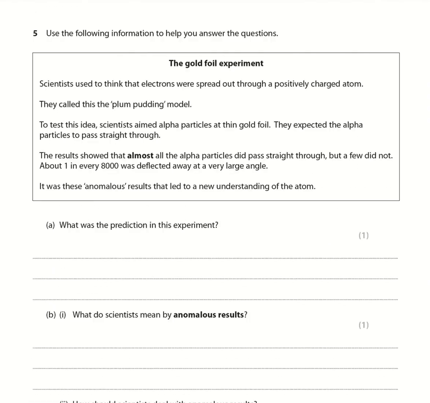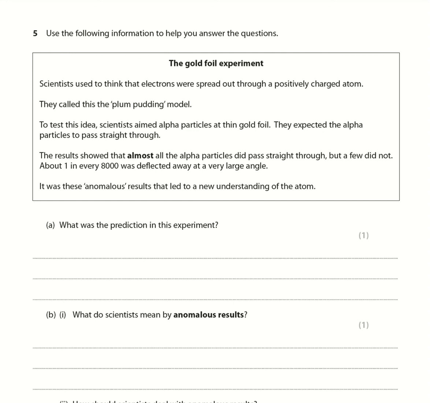And for this next question, the Geiger-Marsden experiment. Scientists used to think that electrons were spread out through a positively charged atom. This is called the plum pudding model. To test this idea, scientists aimed alpha particles at thin gold foil. They expected the alpha particles to pass straight through. The results showed that almost all alpha particles did pass through, but a few did not. About one in every 8,000 were deflected away at a very large angle. It was these anomalous results that led to a new understanding of the atom.